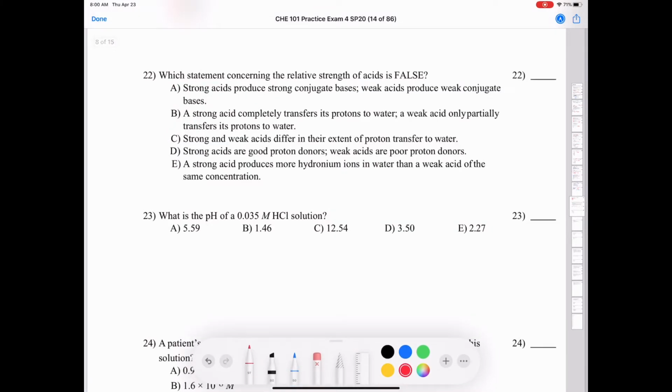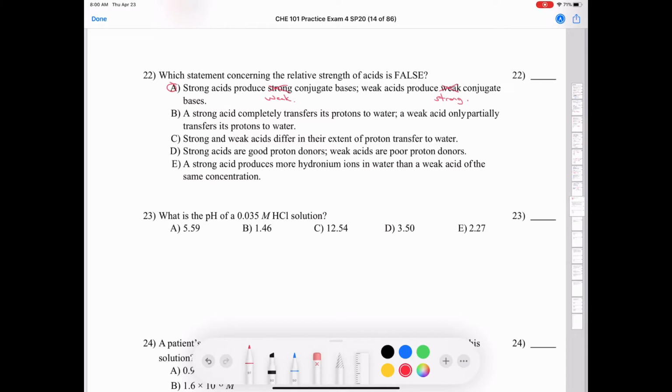Question 22. Which statement concerning the relative strengths of acids is false? First answer says strong acids produce strong conjugate bases and weak acids produce weak conjugate bases. Well, that's the correct answer right away. That is a false statement because strong acids produce weak conjugate bases and weak acids produce strong conjugate bases.